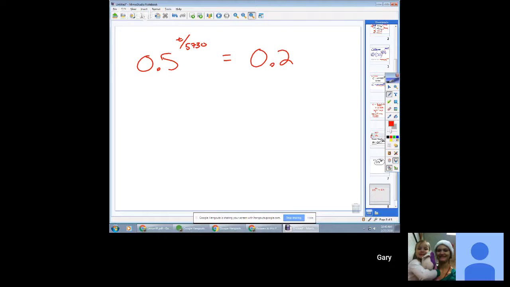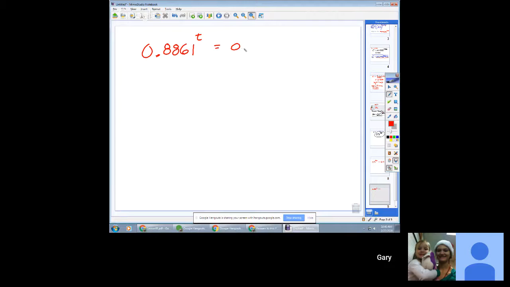I don't know. What did you try? I tried to set the first formula from the worksheet, the 0.8861 to the power t, and set that equal to 0.2. Okay, so what did you do from there? And then I logged both sides. Good, that'll work.